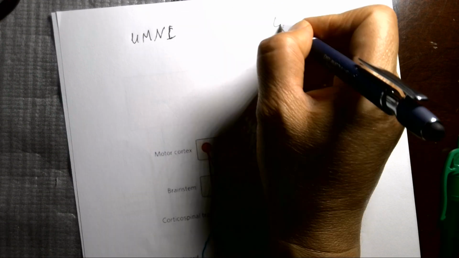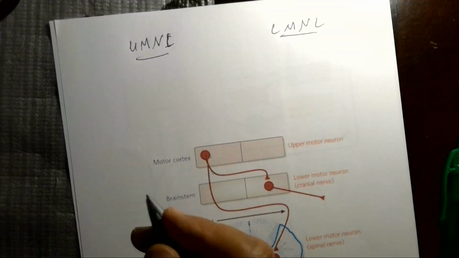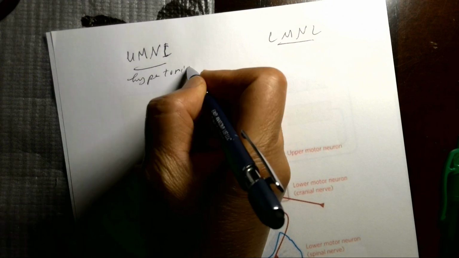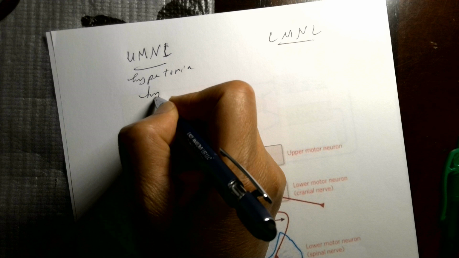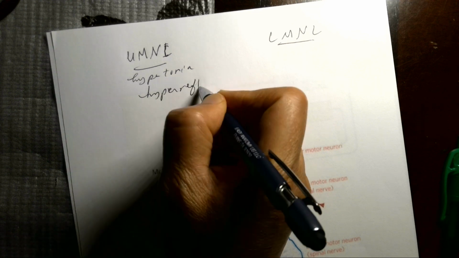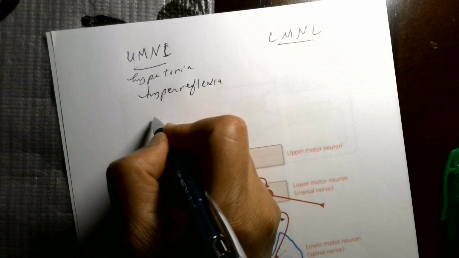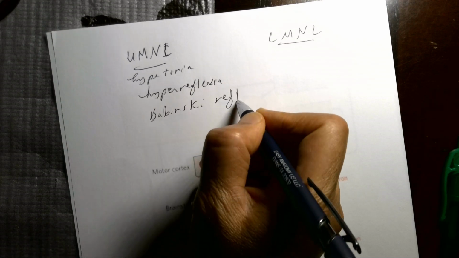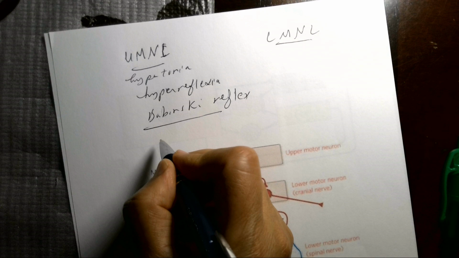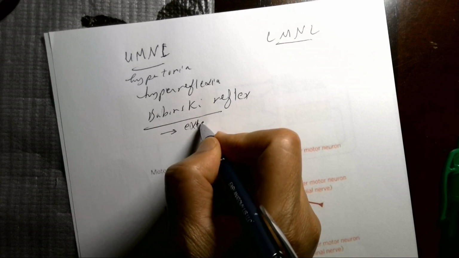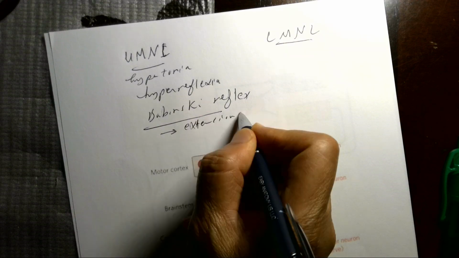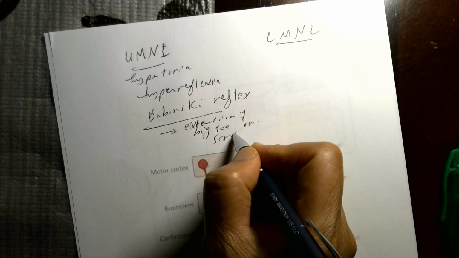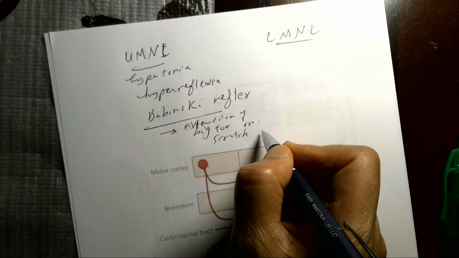The most important thing is that in upper motor neuron lesions there is hypertonia, hyperreflexia, and a positive Babinski reflex, in which there is extension of the big toe on scratching, when you scratch the sole of the foot.